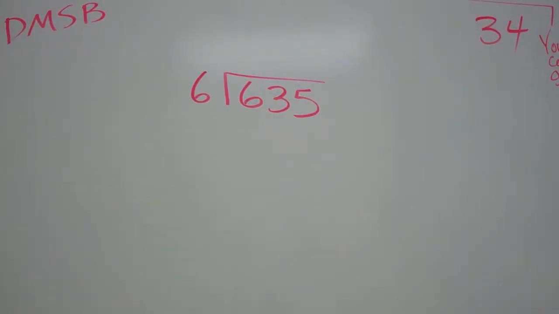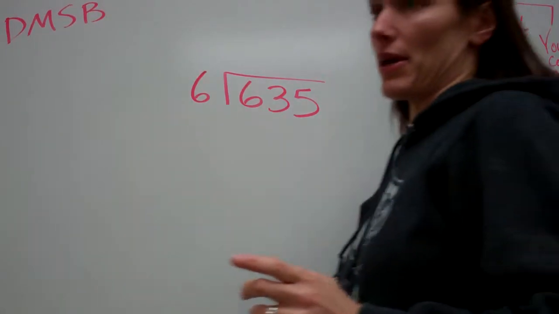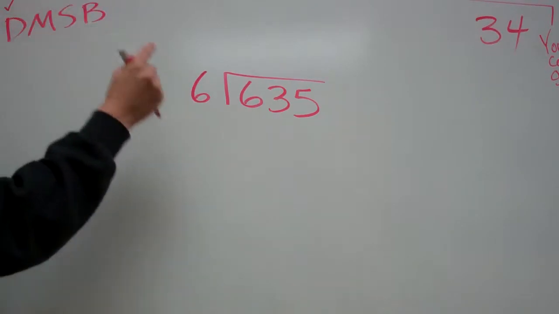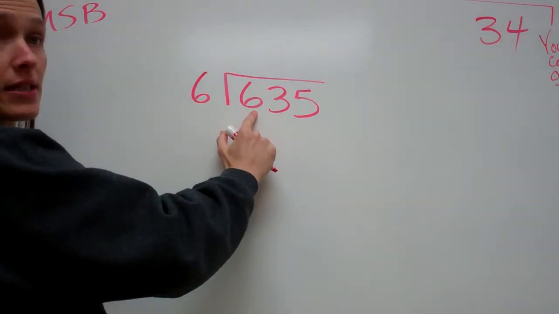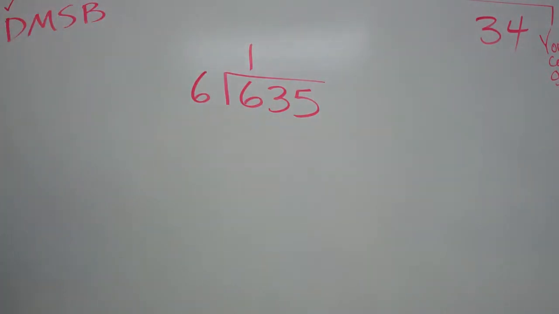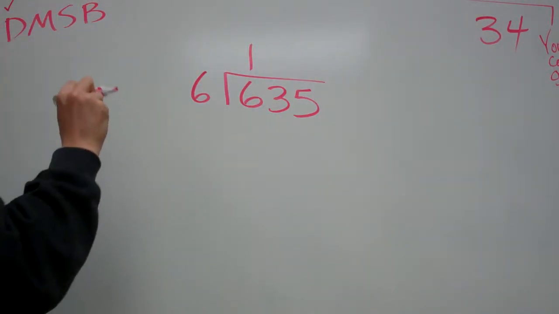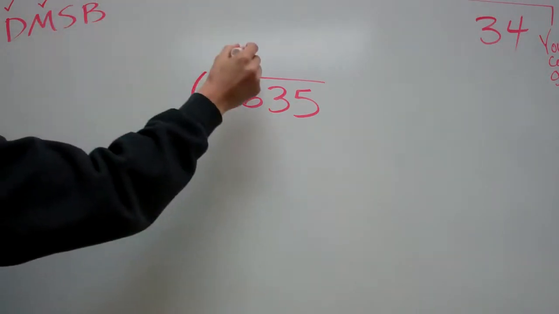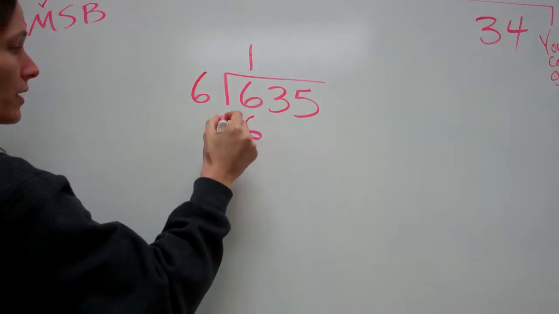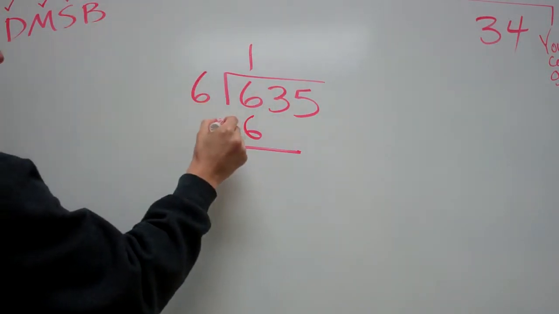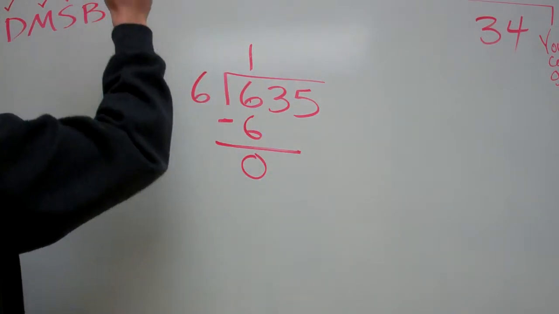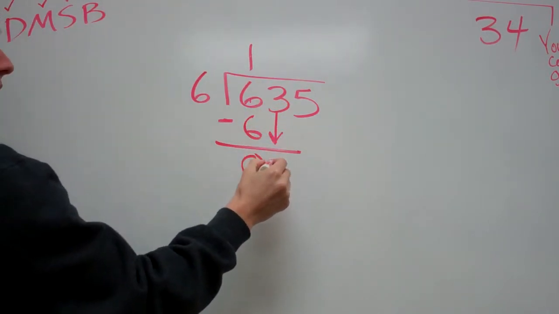Okay, so everybody look at this up here with me. My first step is to divide. 6, will it go into 6? Yes, one time. Then I'm going to multiply. 1 times 6 is 6. So I'm going to bring that down. Now I'm going to subtract. 6 take away 6 is 0. Then I'm going to bring down the next number.